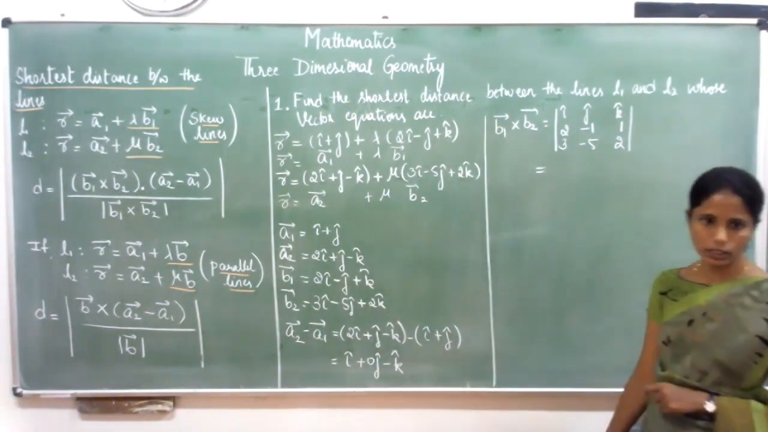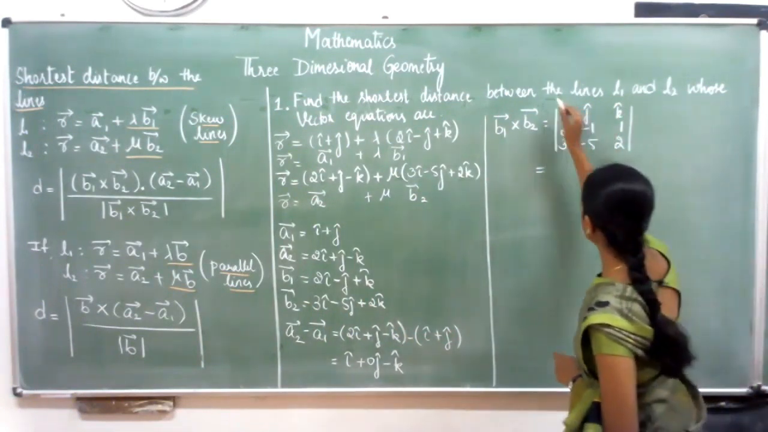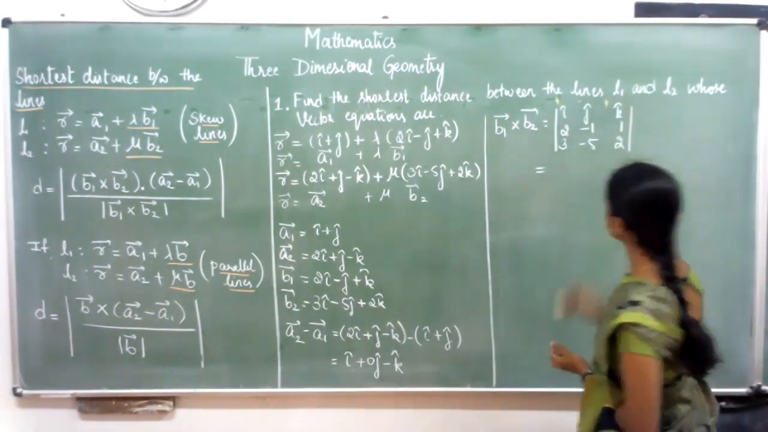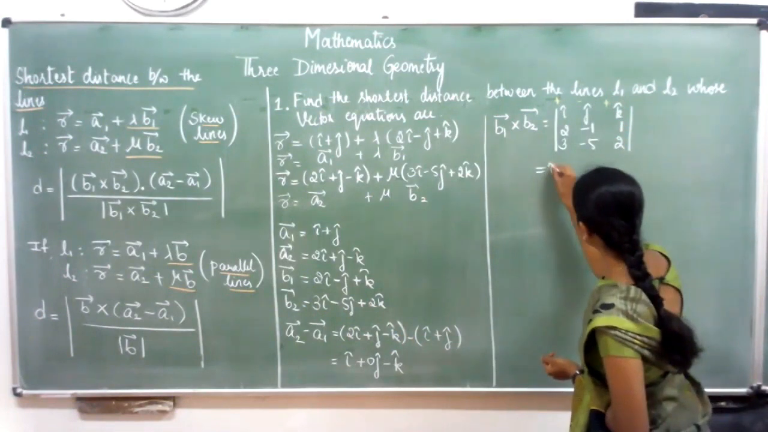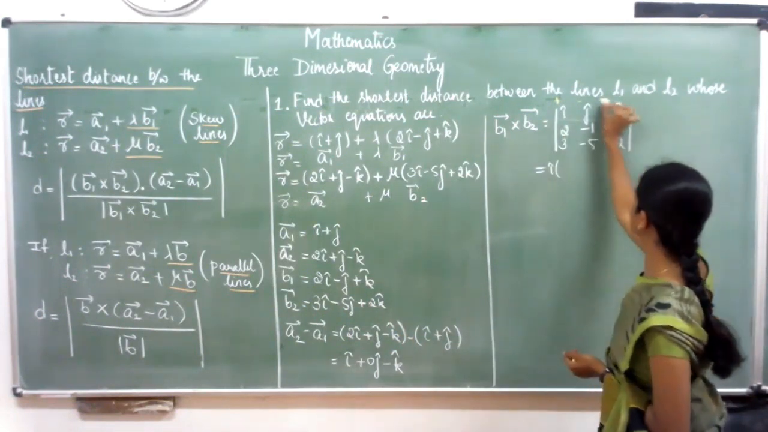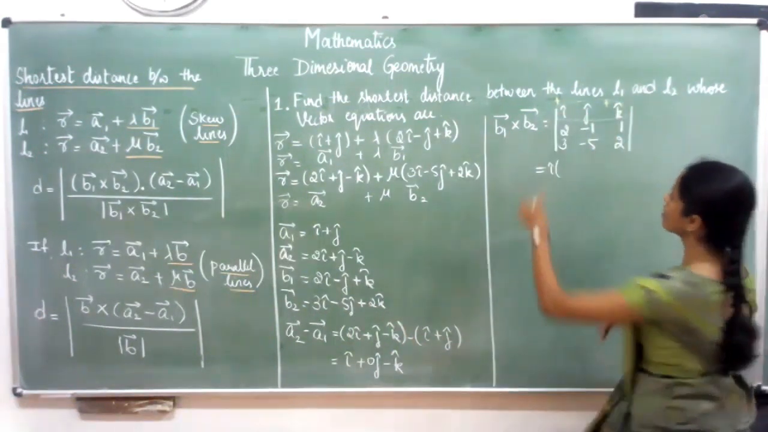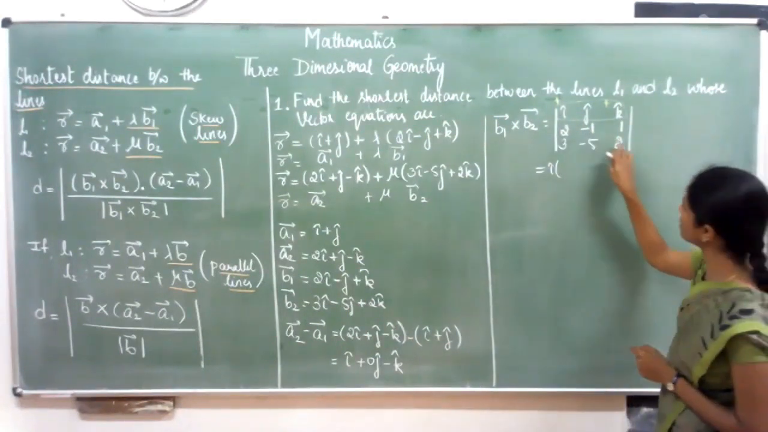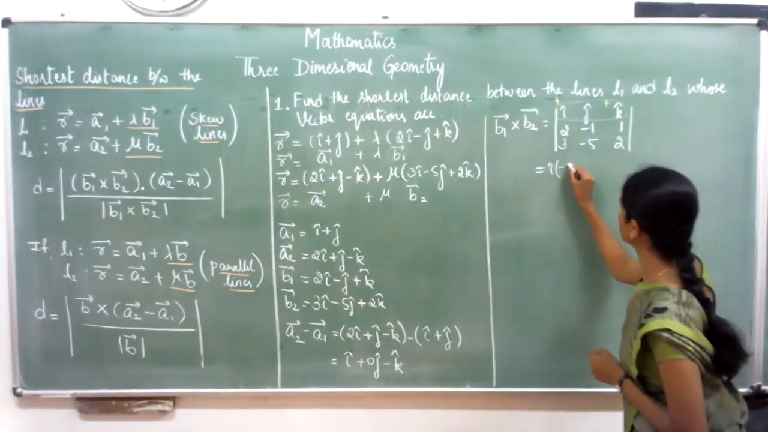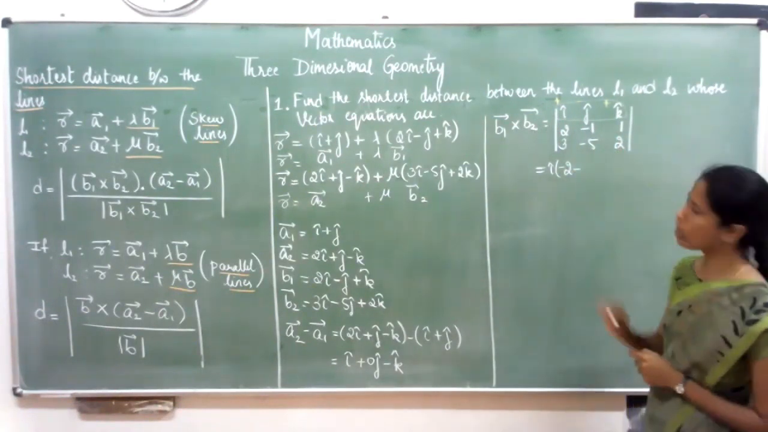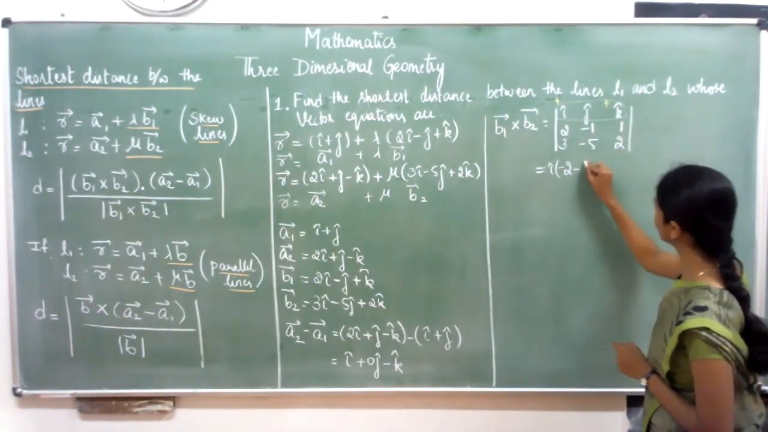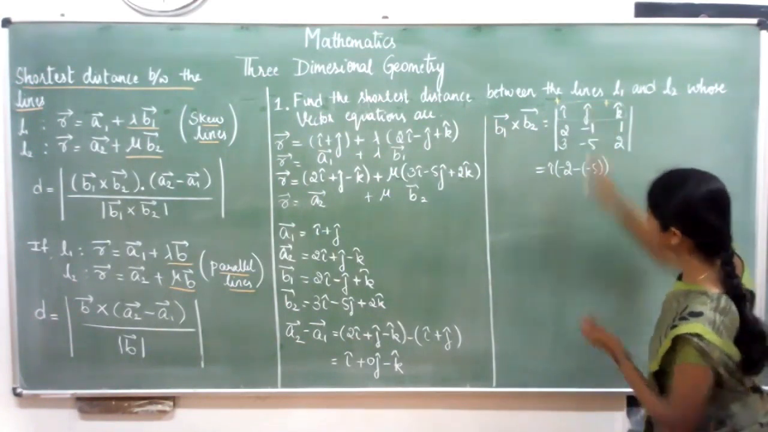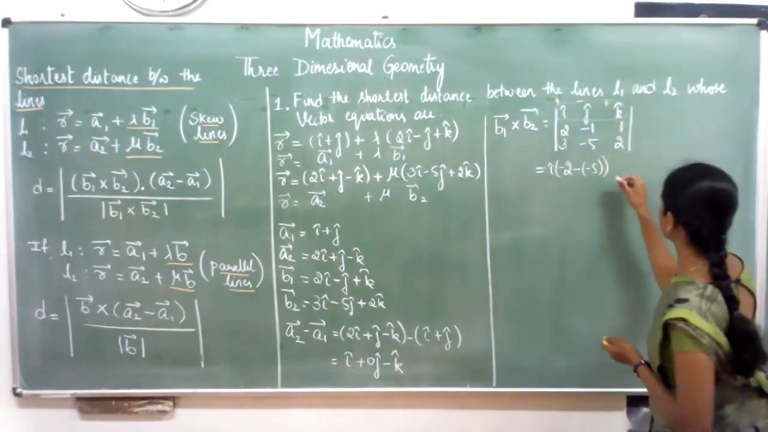This is equal to, so this is plus, minus, plus. So it is plus i into, now neglecting the first row and the first column. So we should multiply minus 1 into 2, which is minus 2, minus of minus 5 into 1, which is minus 5. Okay, next what we should write? We should write minus.